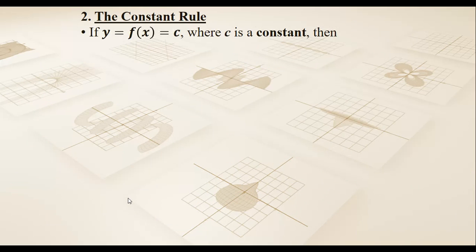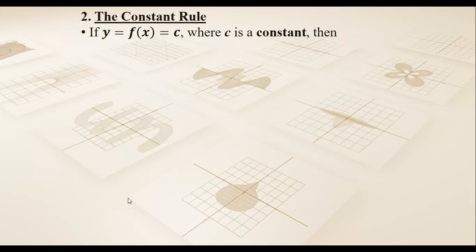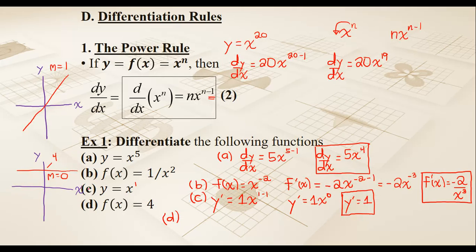The constant rule tells you if y is equal to f of x is equal to a constant c. So that could be like right here, y is equal to f of x equals 4. And it turns out the derivative of any constant is equal to 0. Again, that should make sense because if f of x is just a constant value, that means it's a horizontal line. A horizontal line has a slope of 0, therefore the derivative of this function should be equal to 0.